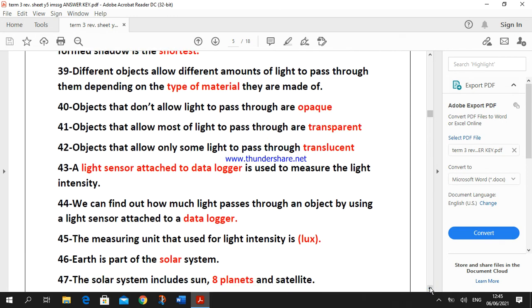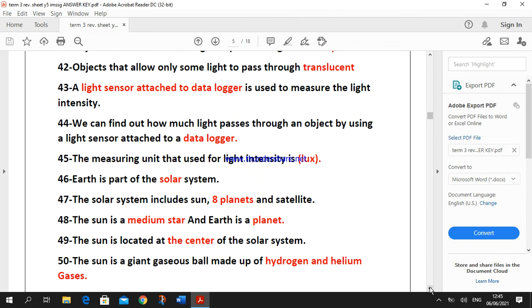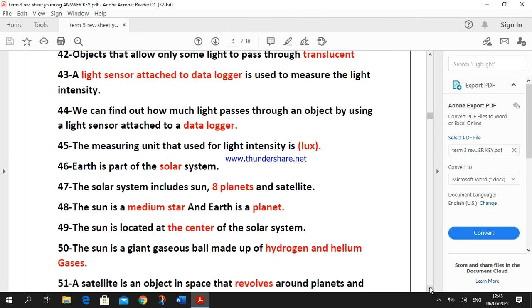A light sensor attached to a data logger is used to measure the light intensity. So, 44, we can find out how much light passes through an object by using a light sensor attached to a data logger. 45, the measuring unit that is used for light intensity is lux.